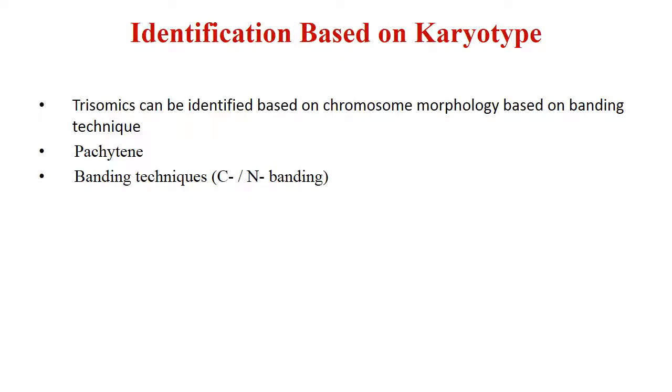Identification. First one we have seen is identification based on morphology. Now identification based on karyotype. Trisomics can be identified based on chromosome morphology, banding pattern, pachytene studies, banding techniques like C and N, or it can be seen by FISH or GISH techniques.